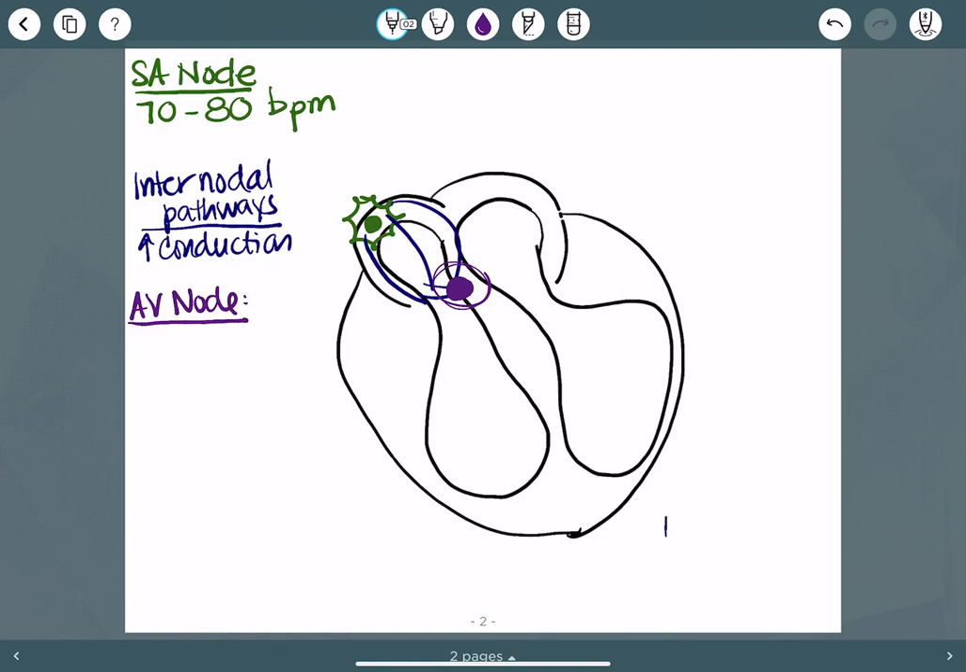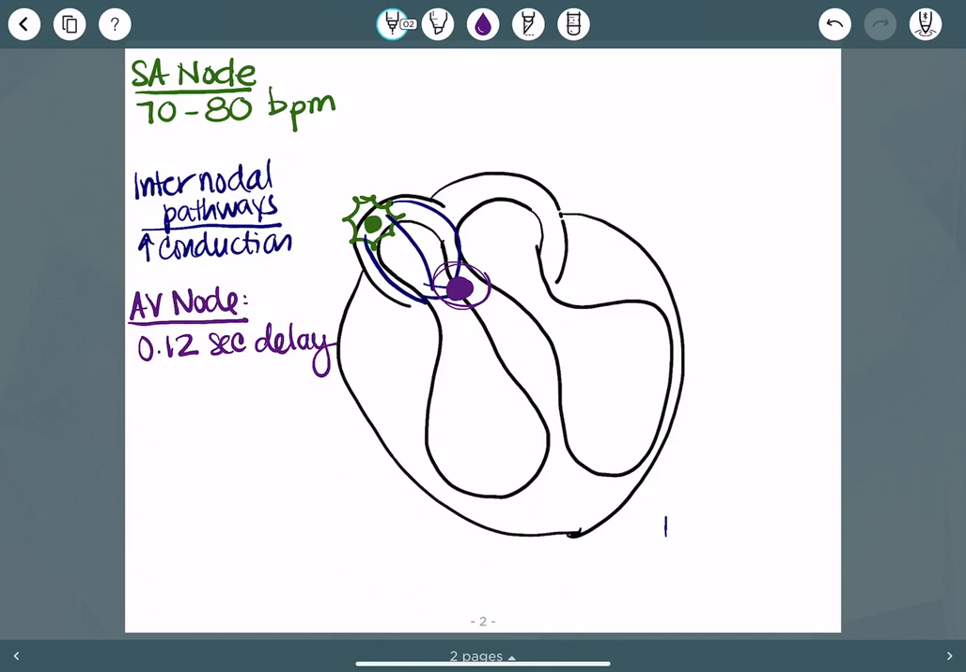The AV node is designed so that the action potential that originates in the atria doesn't travel directly from the atria to the ventricle. In fact, at the AV node, we see a 0.12 second delay in the transmission of the action potential. This is related to both the AV node and then some of the penetrating fibers.